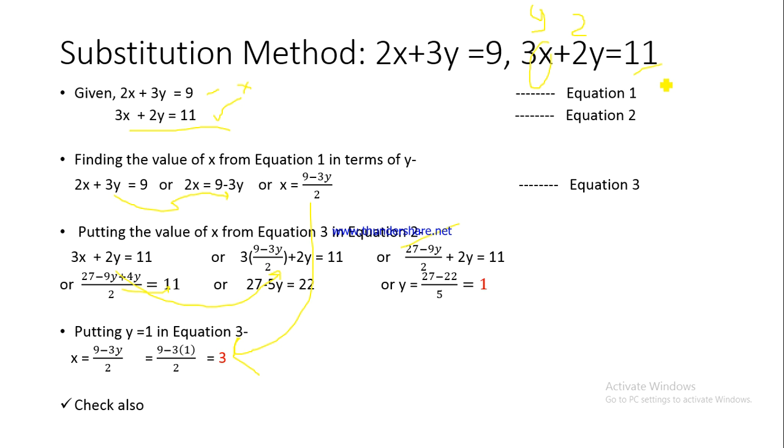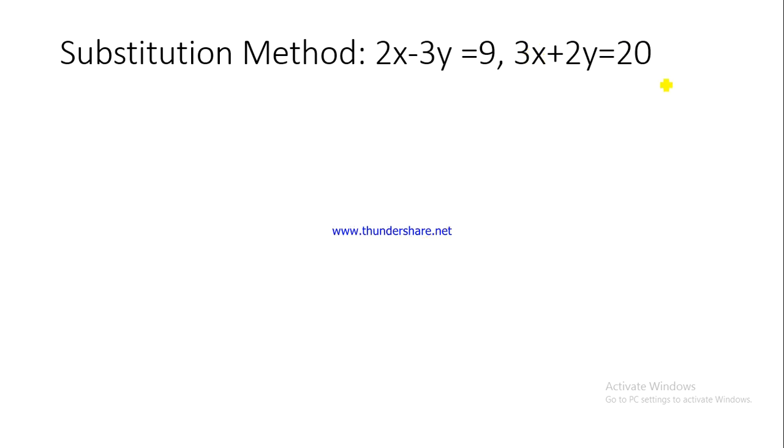Shall I go back? See here, if you look at equation 3, what we have done is we have found out the value of x in terms of y, and then in the next line, putting the value of x from equation 3 in equation 2, we have replaced the value of x by 9 minus 3y by 2. So we have basically substituted x. That is why this particular method is called the substitution method. The same thing we will do here, but this time let us substitute y.